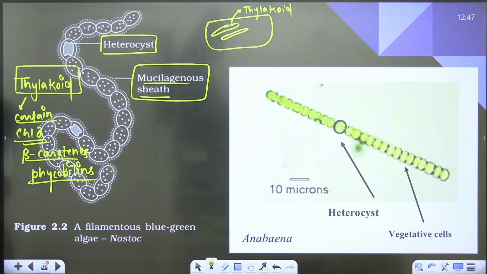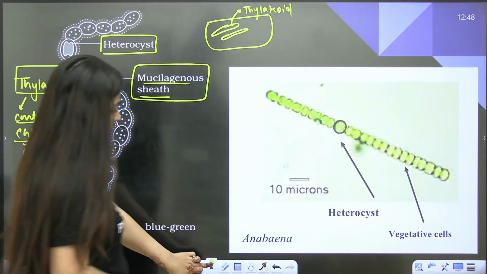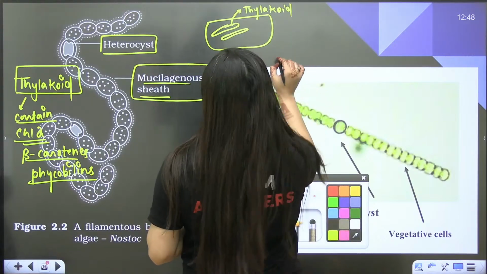So reproduction can be by binary fission. Genetic recombination may occur. So heterocyst is the most important point here. Done? Sure? So there are examples of this blue-green algae which you should know.